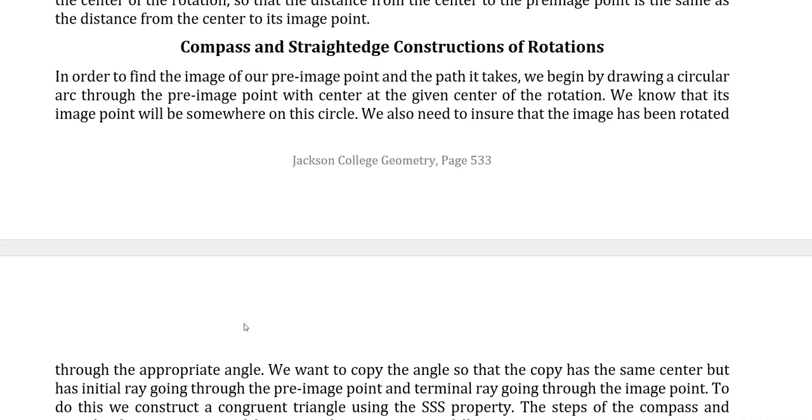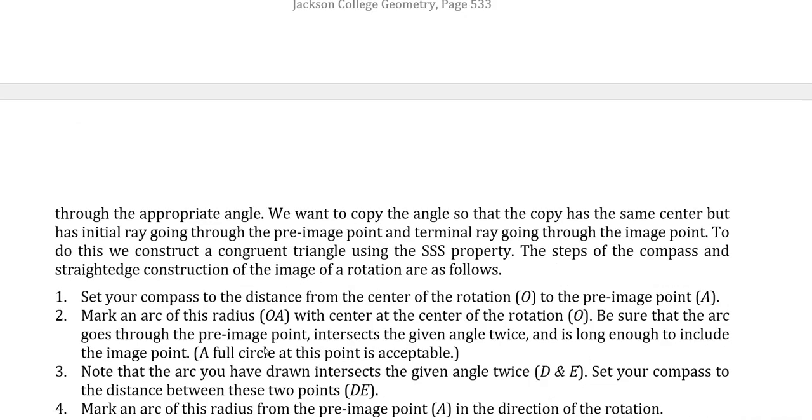Okay, but we also need to ensure that the image has been rotated through the appropriate angle. So we just need a copy of the angle, a congruent angle, so that the copy has the same center, but its initial ray going through the pre-image point and the terminal ray going through the image point. And to do this, we just construct a triangle using the side-side-side property. We've already got the distance from C set out, and we just set the compass and straight edge like this.